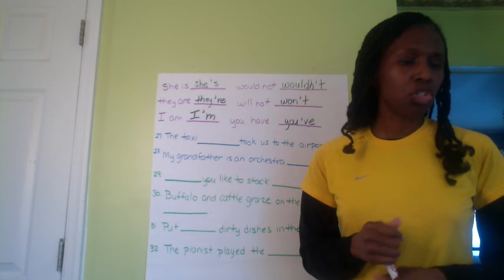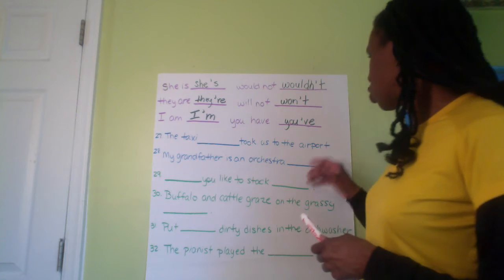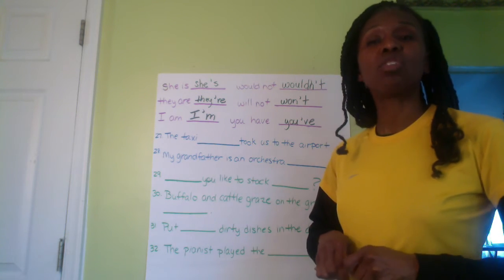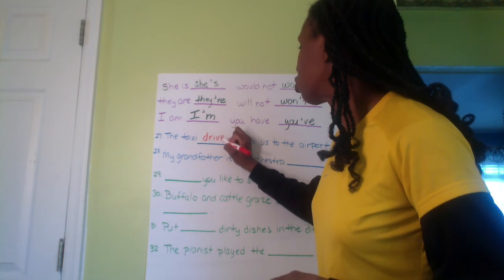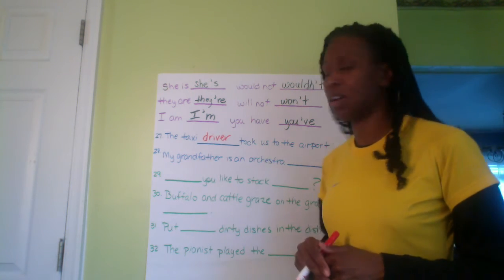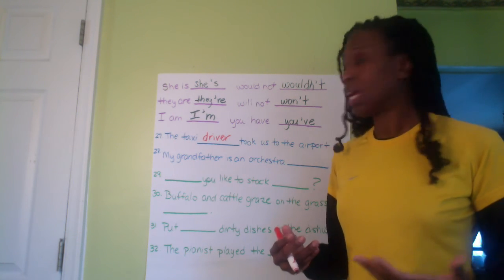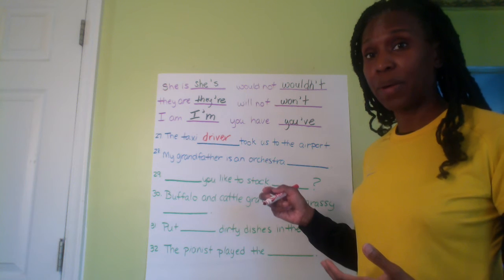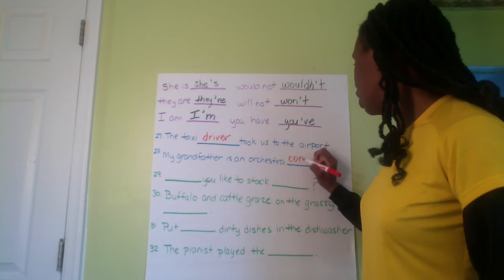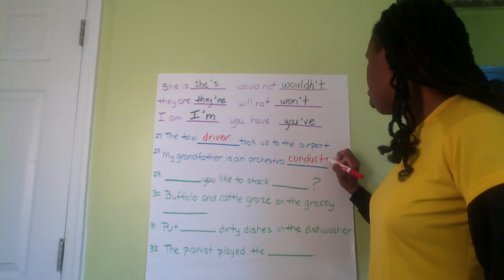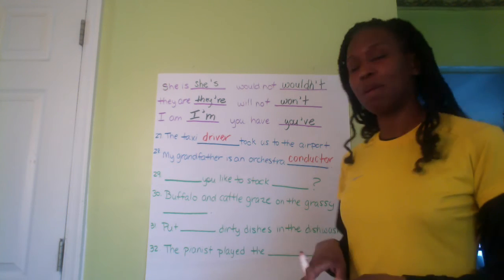The taxi blank took us to the airport. Okay, so we're trying to find a noun. Between the choices, I didn't write the choices, we want the taxi driver. They added ER to our verb, the taxi driver, and now it's a noun. Number 28, my grandfather is an orchestra blank. All right, he's a conductor. Okay, he leads. We're making it into a noun. Conductor, C-O-N-D-U-C-T-O-R. Okay, conductor.